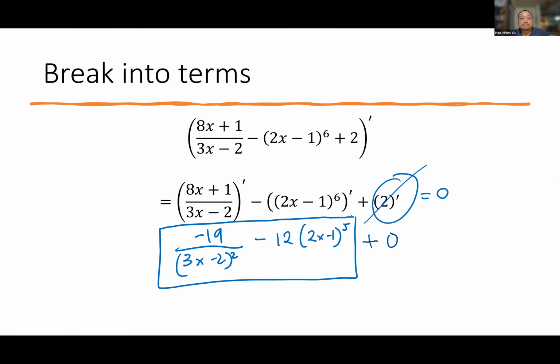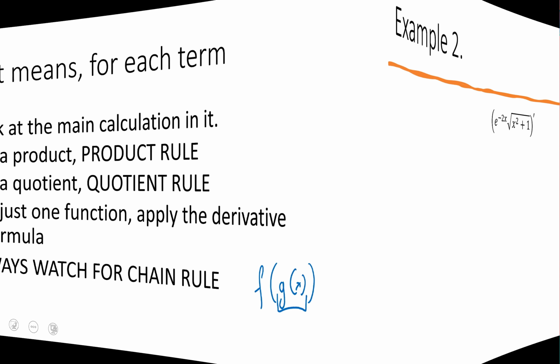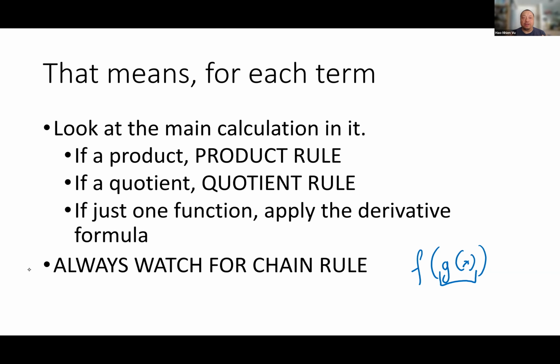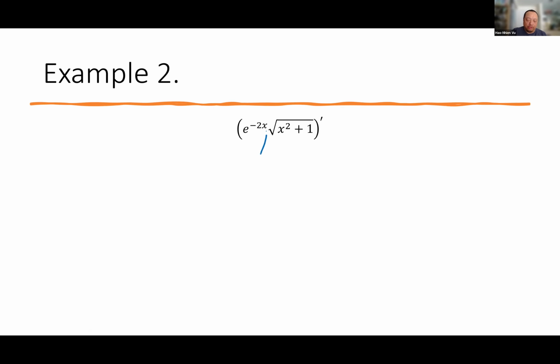Moving on to another example. Let's take this derivative: e to the negative 2x times the square root of x squared plus 1, the whole thing, take the derivative of. Step 1. Look at the main calculation in it. Is it a product, a quotient, or just one function? The main calculation is a product.